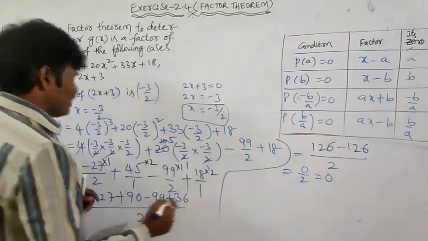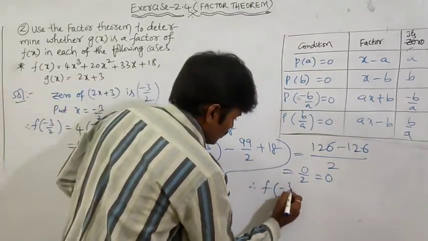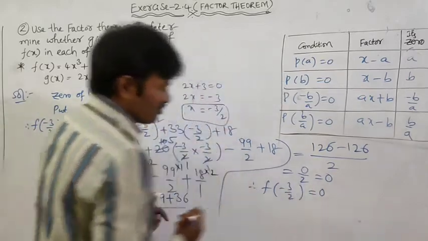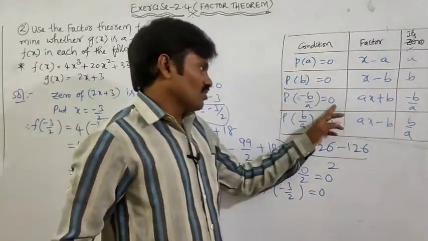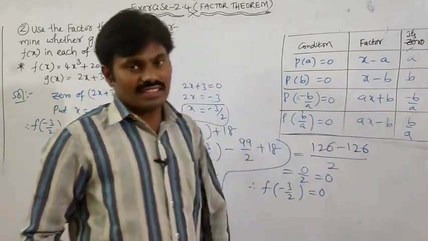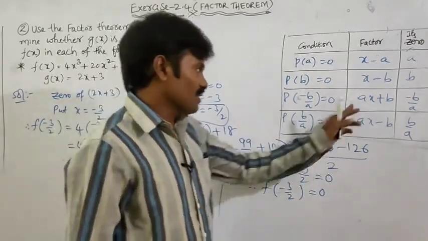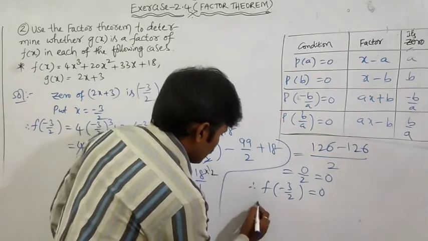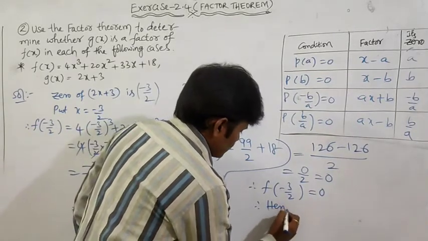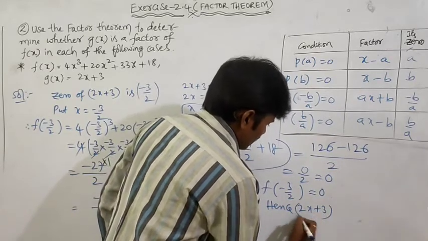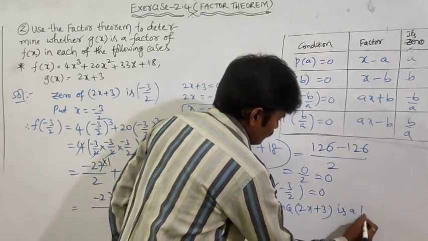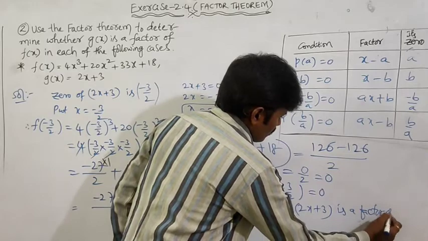Here also we got the f of minus 3 by 2 value. In this problem also we got 0. So what can you say? If p of minus b by a is equal to 0, then ax plus b is a factor. Therefore, hence 2x plus 3 is a factor of f of x.